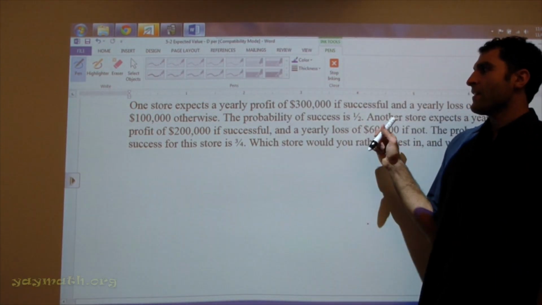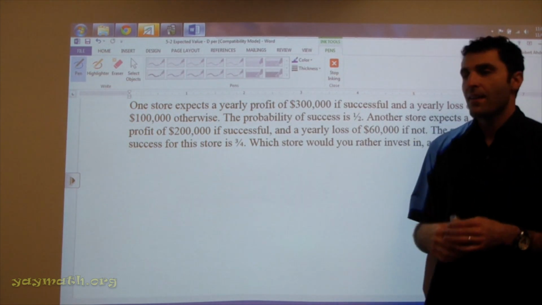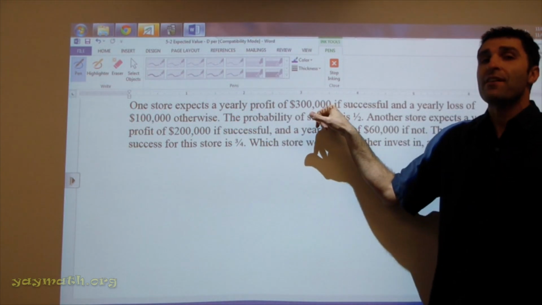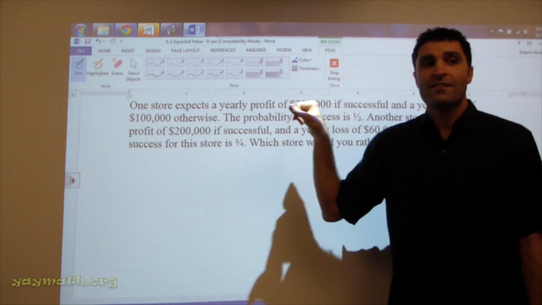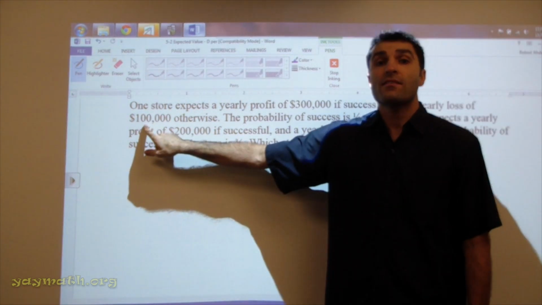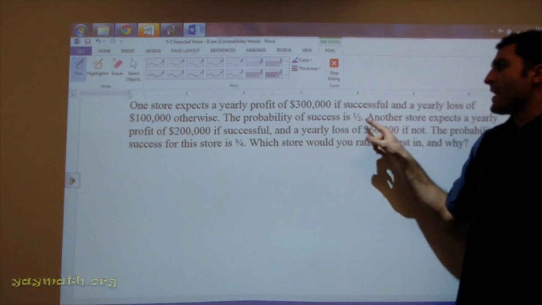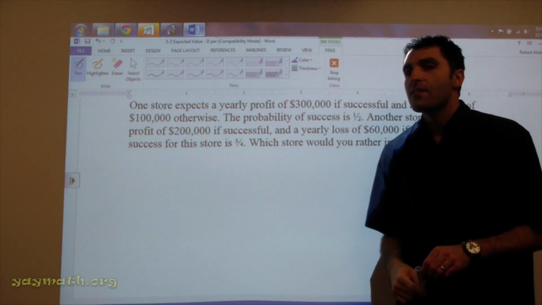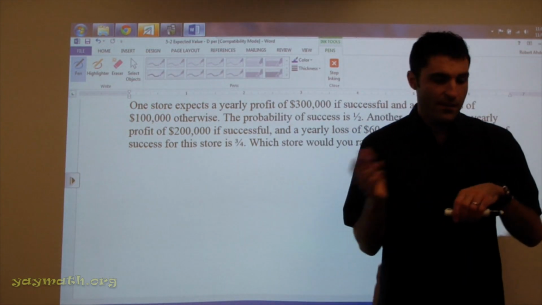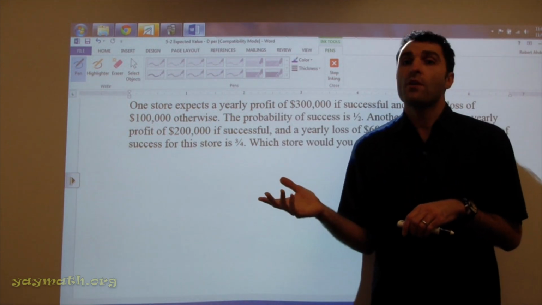Let's talk about investing. Suppose you want to invest in a restaurant or a store, and the profit of that restaurant is expected to be $300,000 if it's successful. But if it's not successful, a loss of $100,000. The probability of success is 1/2. So basically, it's like flipping a coin. If it's heads, you win 300K. If it's tails, you lose 100K.